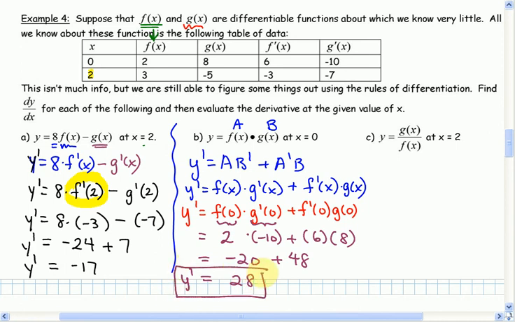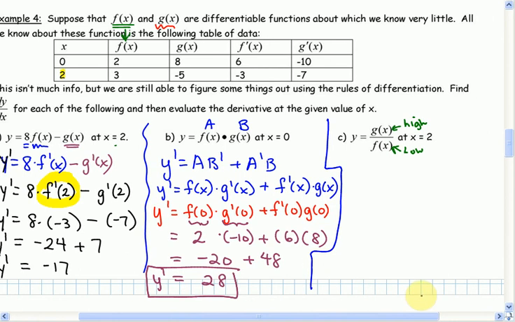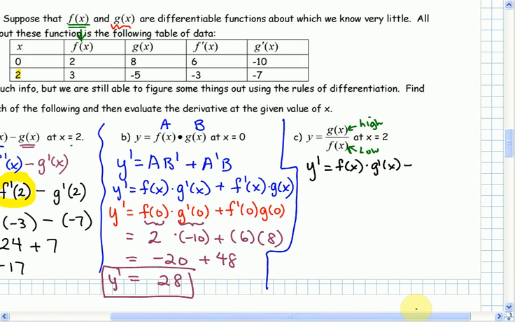All right. You do the last one then. It's a quotient. Can you say low, d high, less high, d low, square the bottom, and here we go. Try on your own, okay? Low, d high. So what's low? Low is f of x. What's d high in this case? What do we use? G prime of x. Good. Finish it off. Low, d high, less high, d low. Square the bottom, and here we go.